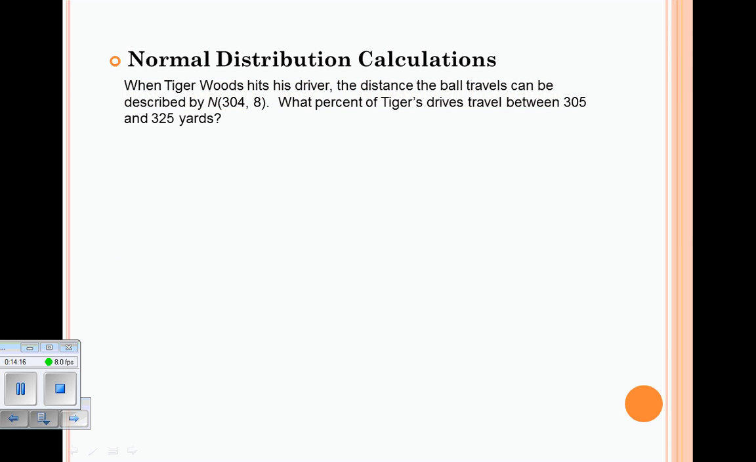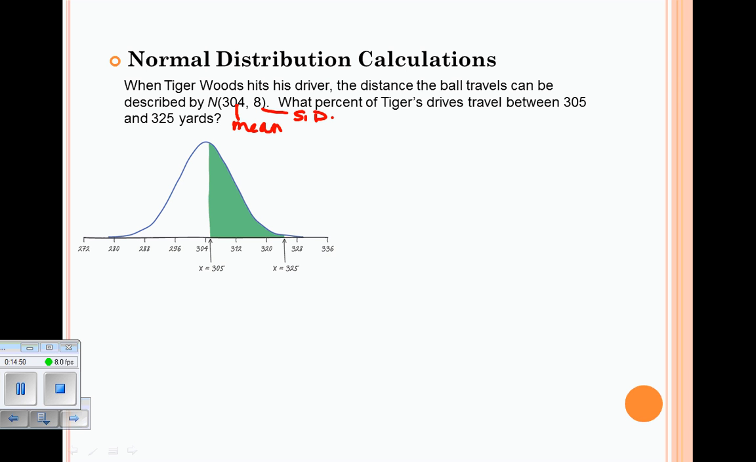Okay. When Tiger Woods hits his driver, the distance the ball travels can be described by N(304, 8). What does that mean? That part right there, this tells me the mean. This tells me the standard deviation. So what percent of Tiger's drives travel between 305 and 325 yards? I bet you can find this now.